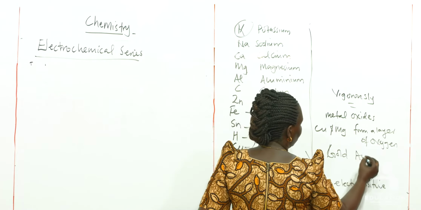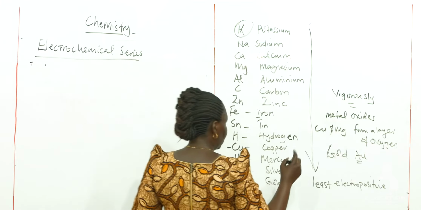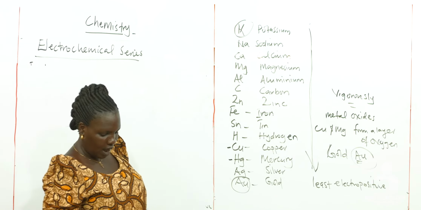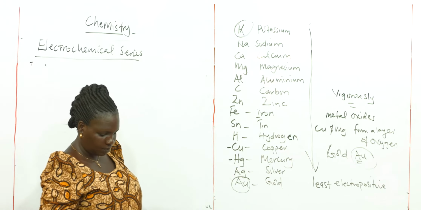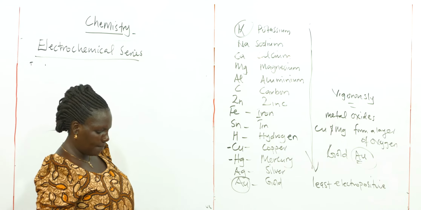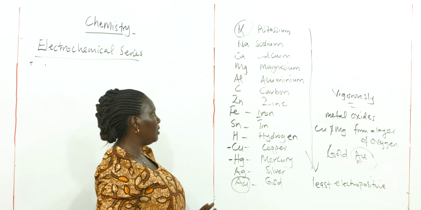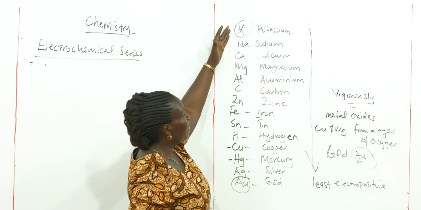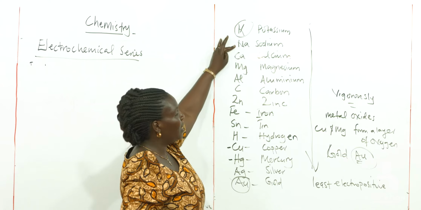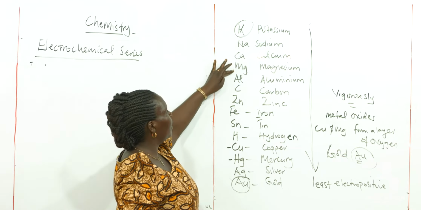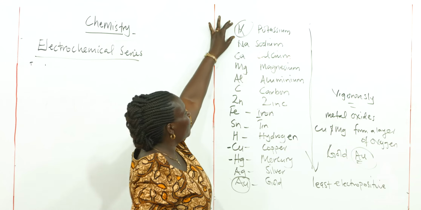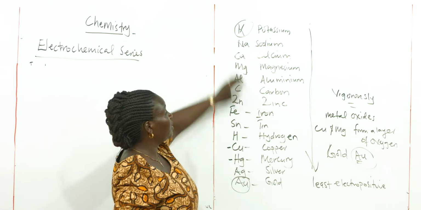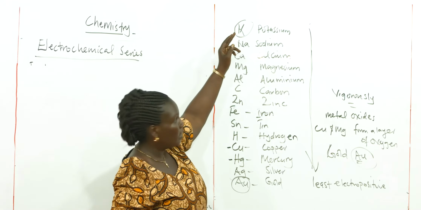That is Au. When you heat gold in the presence of oxygen, it doesn't react. So any metal higher up in the series can displace any metal below. In reactions, potassium can displace sodium, calcium, magnesium, aluminum. That is, potassium can displace all these metals in chemical reactions because it is higher up in the series and it is the most reactive.